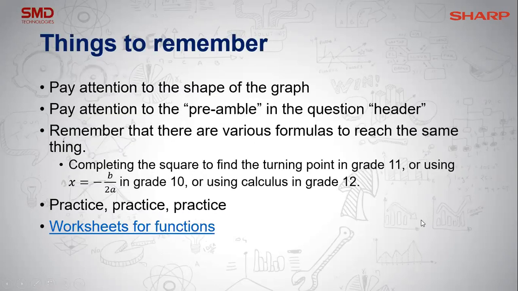So 4 important things to remember: pay attention to the shape of your graph, pay attention to your A. Even when you're looking at the picture and you don't know what your A is yet, your picture will tell you whether it should be negative or positive, and so on. And then remember, I called it the preamble in the question header, for lack of a better way of putting it. But remember to read the introduction to the question, especially for functions.